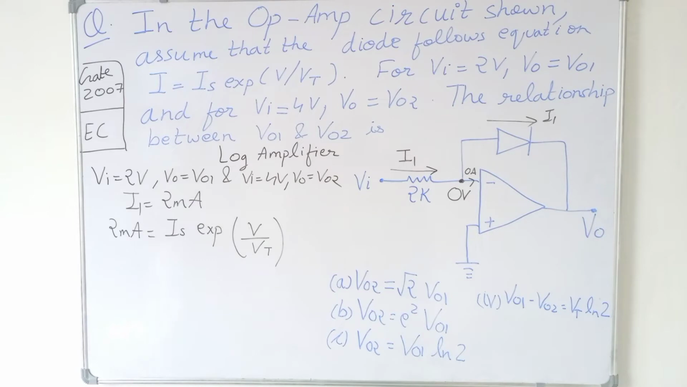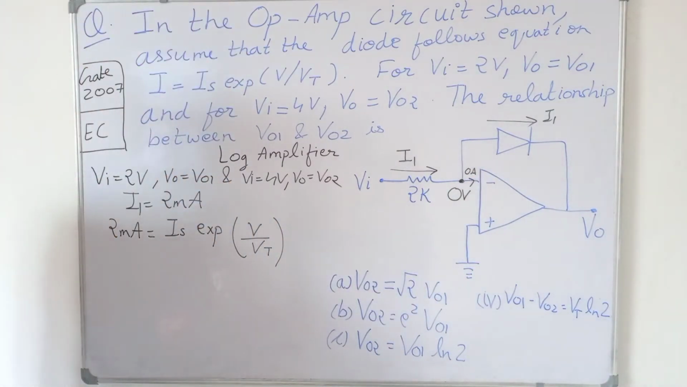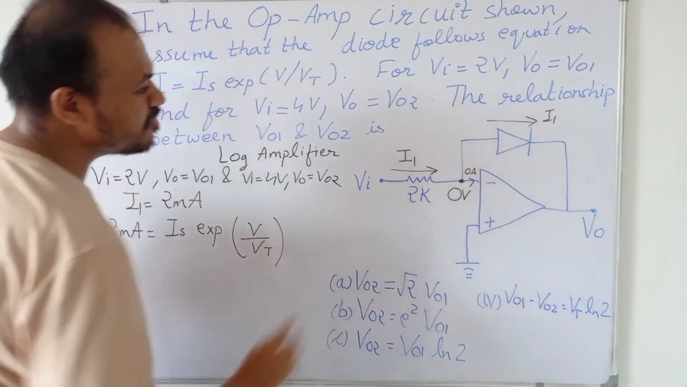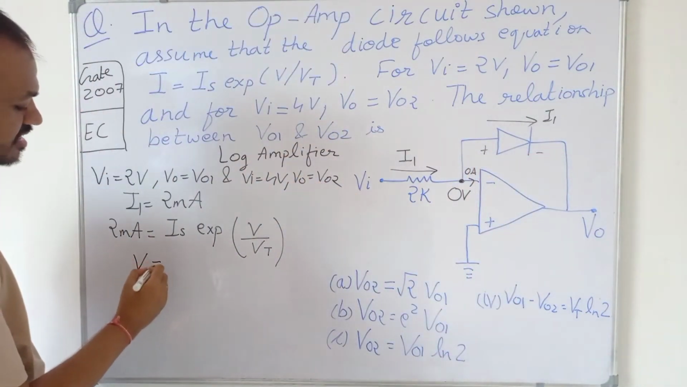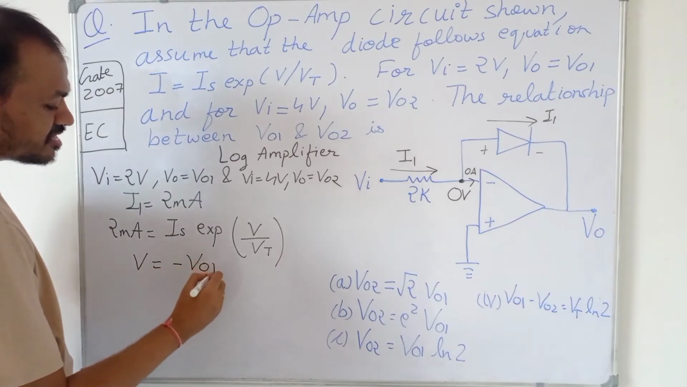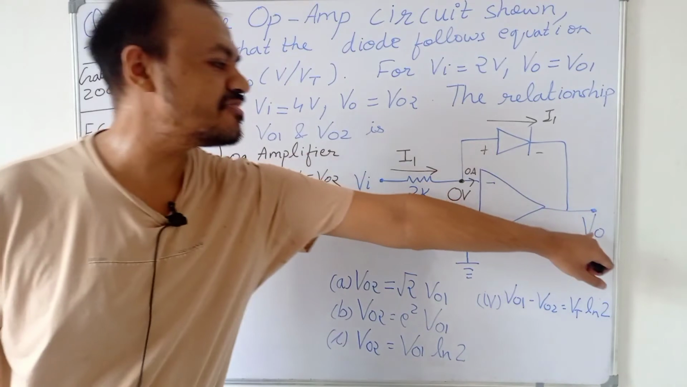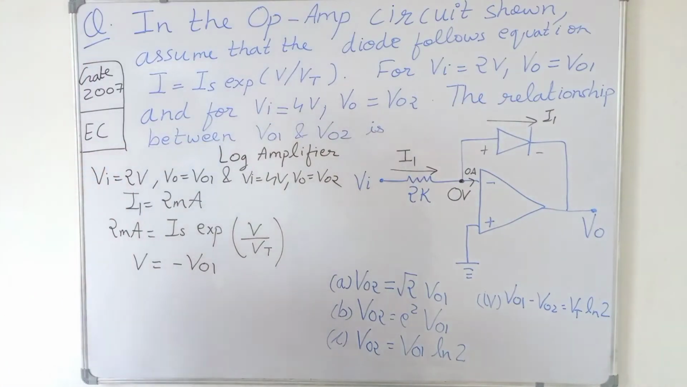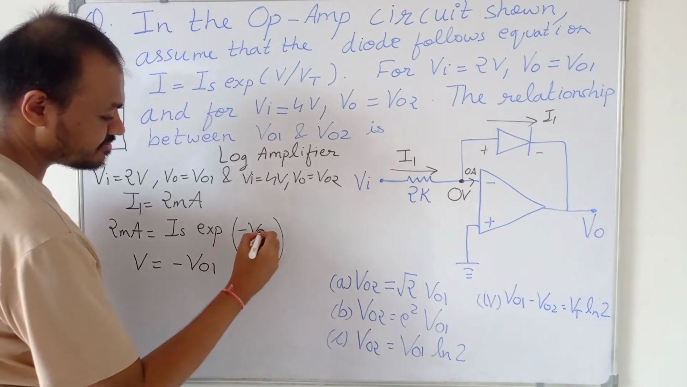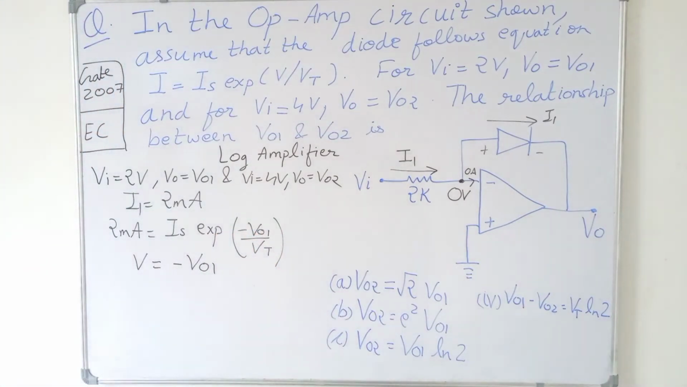If we apply Kirchhoff's voltage law, then the voltage of the diode is V, with this side positive and this side negative. So V is equal to minus of Vo1 by Kirchhoff's voltage law. For Vi equal to 2 volt, Vo will be equal to Vo1, so this V will be equal to minus of Vo1. So we can put V equal to minus Vo1 here.